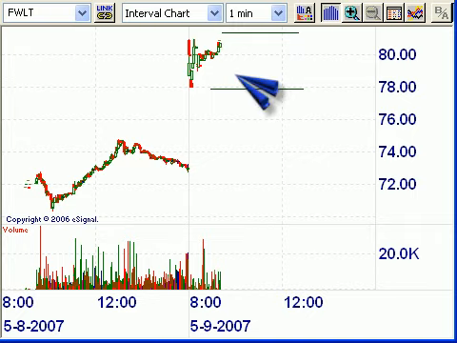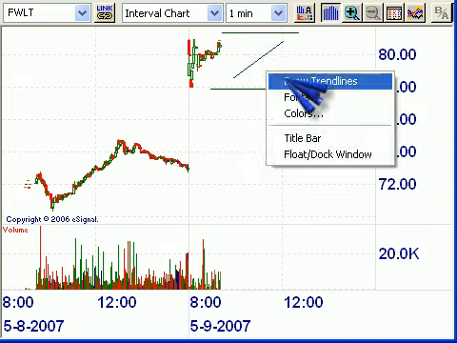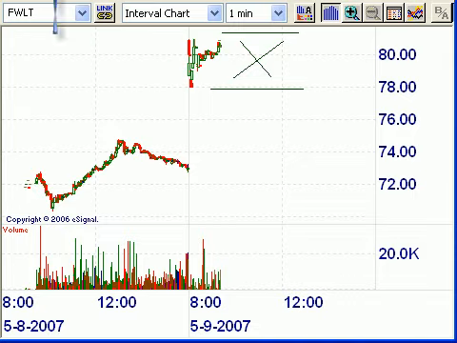You can see this would be the immediate support at 78, and I'd be okay with a short at, say, 77.8, just about a quarter point under the 78. And again, this is the same exact thing, the region within which we would not trade.